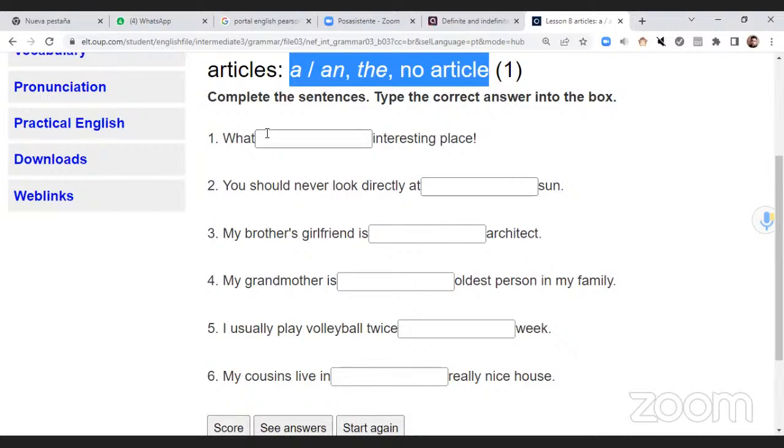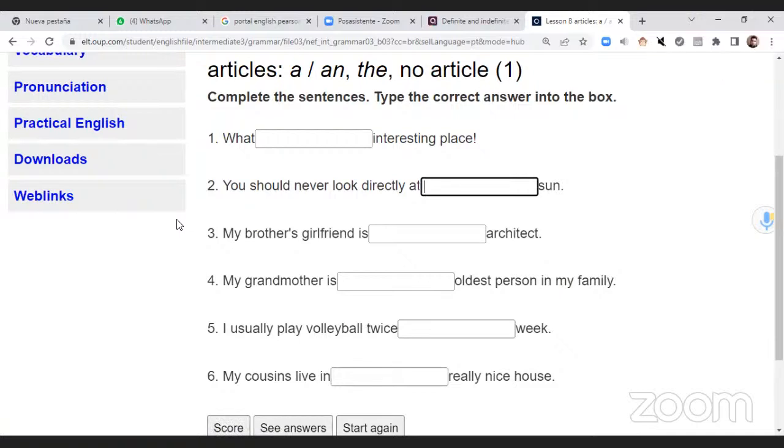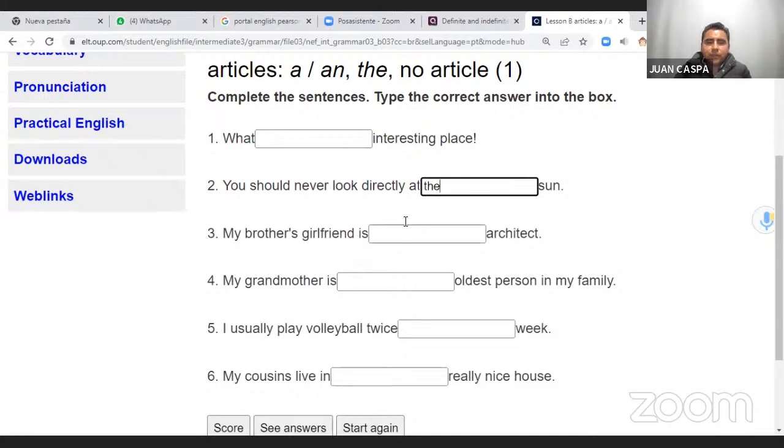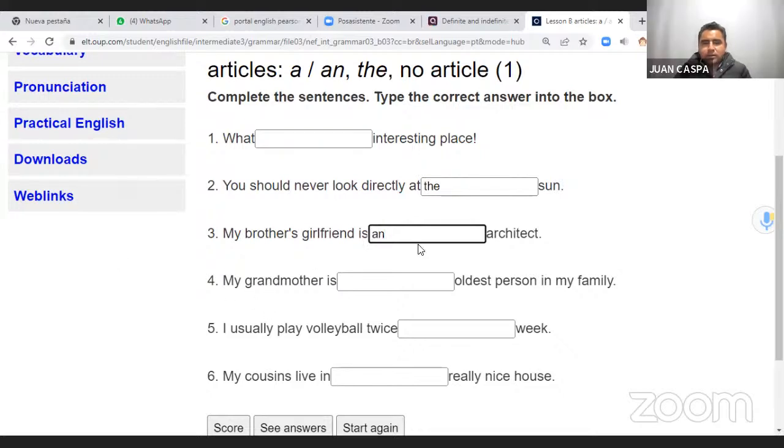An article. No article. Okay, that means that we don't have to write nothing. And how about this one? You should never look directly at the sun. Very good. Brother's great girlfriend is an architect. An architect, good.